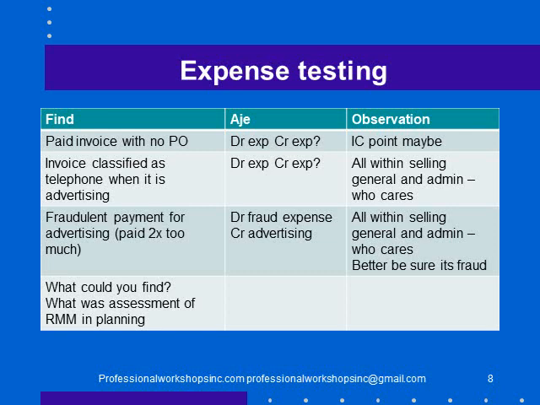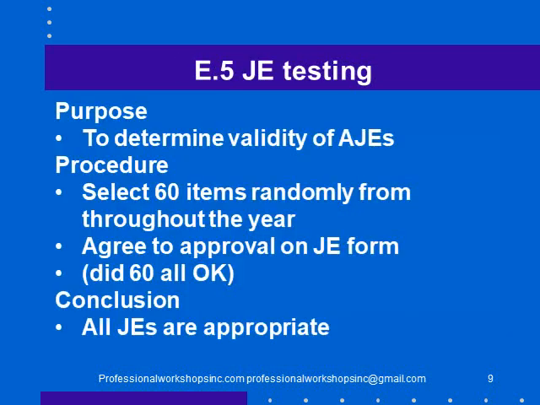So what could you find? What is the test going to find? And what is the assessment of risk of material misstatement in planning before we charge off and do all this testing? Journal entry testing, and this is required, but we have to be very careful that we pay attention to what the point is and in fact respond to the risk of material misstatement that may exist in journal entry testing.